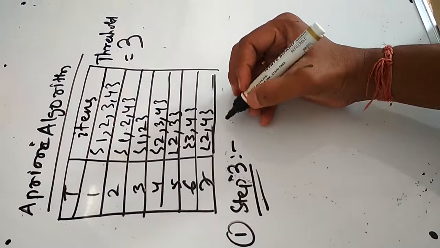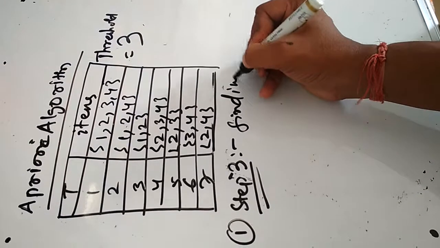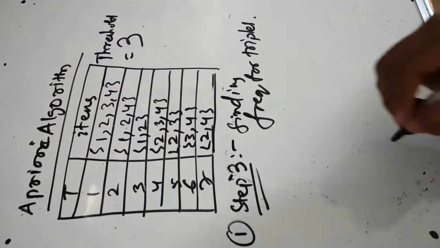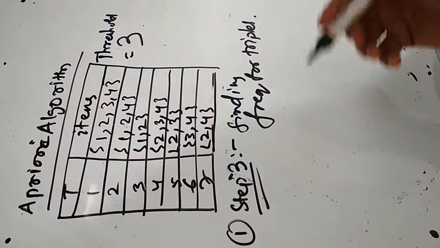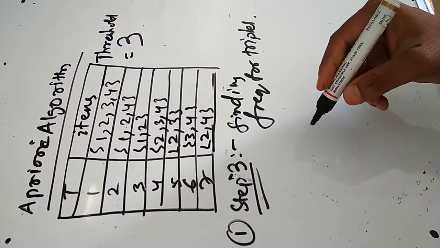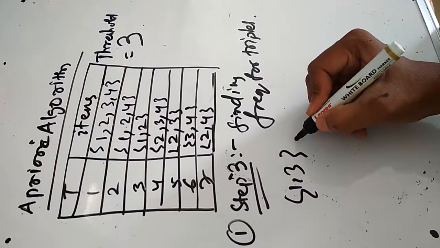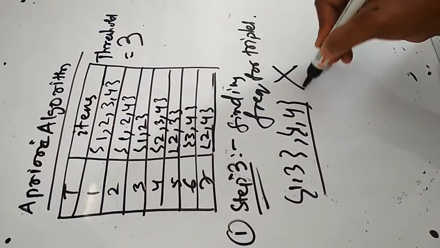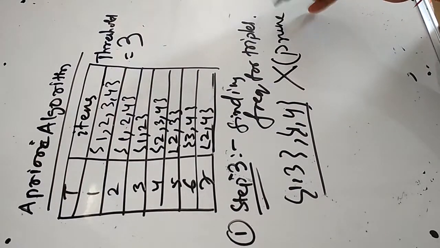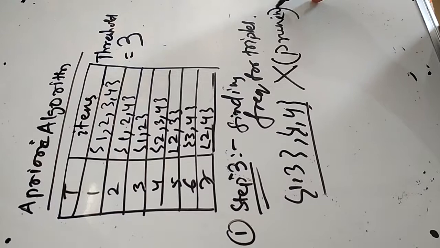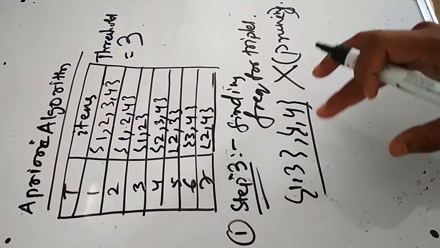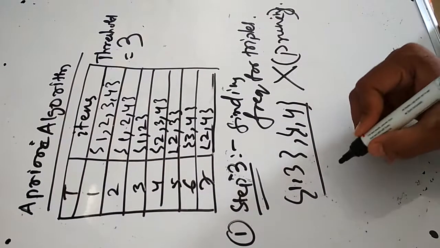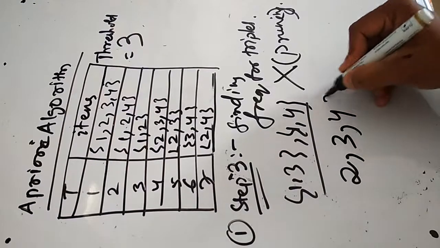In step 3 we are finding the frequency for triplets. Here we could make combinations with 1 comma 3 and 1 comma 4, but in the previous round 1 comma 3 and 1 comma 4 were pruned. Pruning is done, meaning we have deleted these items because they have not qualified. That's why we will not go for these combinations, and only one combination is left, that is 2 3 4.